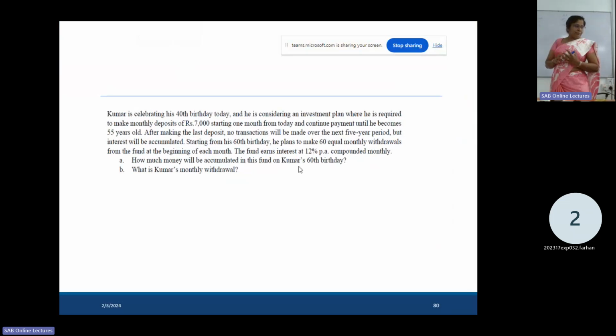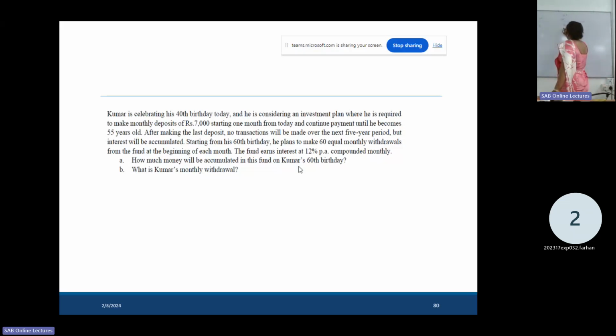After making the last deposit, no transaction will be made over the next 5-year period. So in the next 5-year period, there is no transaction in the account. These 5 years mean 60 months.